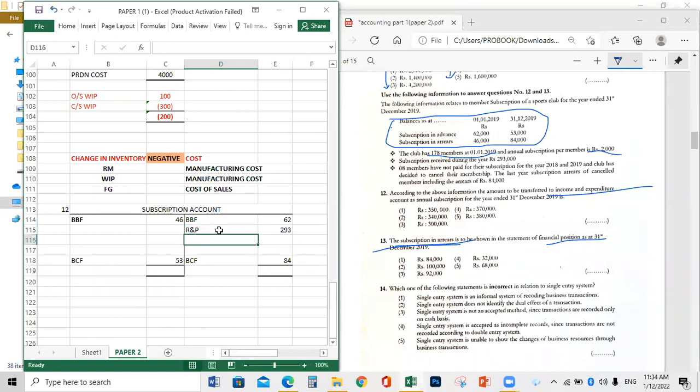Now go to the next one. 8 members have not paid for their subscription for the year 2018 and 19, and the club has decided to cancel their membership. So guys, there are 8 members who didn't pay their subscription for last year as well as the current year, and they have decided to cancel their membership. The last year subscription in arrears of cancelled members is included in the arrears of 84,000.